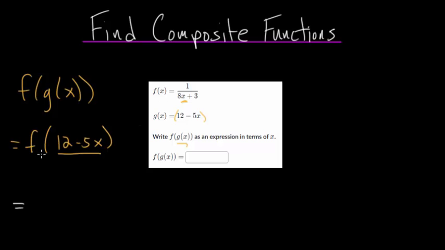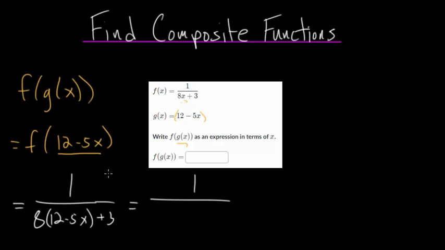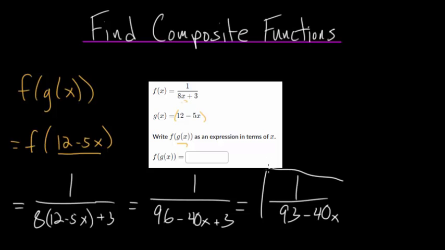So now plugging into our function f, again, anywhere I see this x, I'm going to replace it with this whole expression. So I have 1 over 8 times x, but x is now g of x, essentially. So I'm replacing x with 12 minus 5x, and then I have plus 3. From here, I can just simplify. So I have 1 over 8 times 12 would be 96 minus 40x plus 3, which is 1 over 93 minus 40x. This right here would be your final answer.